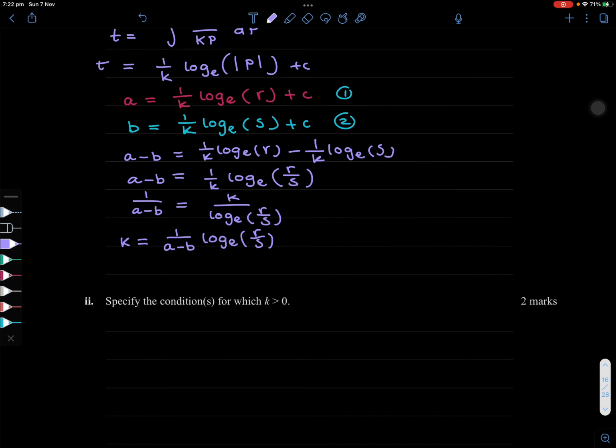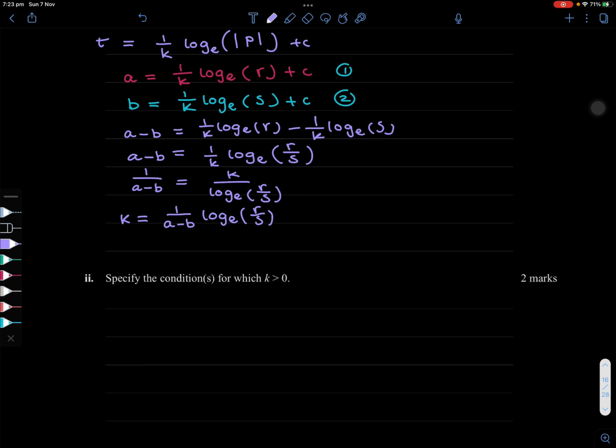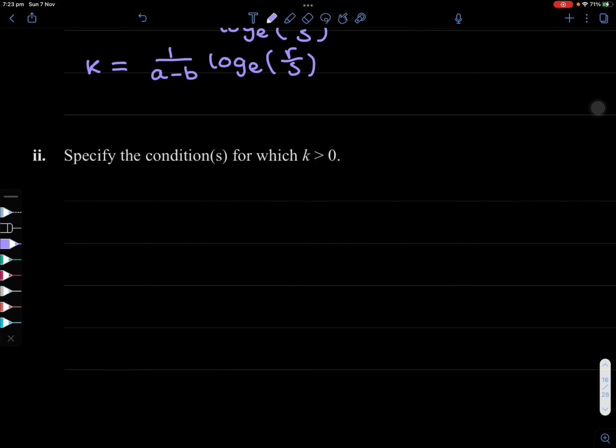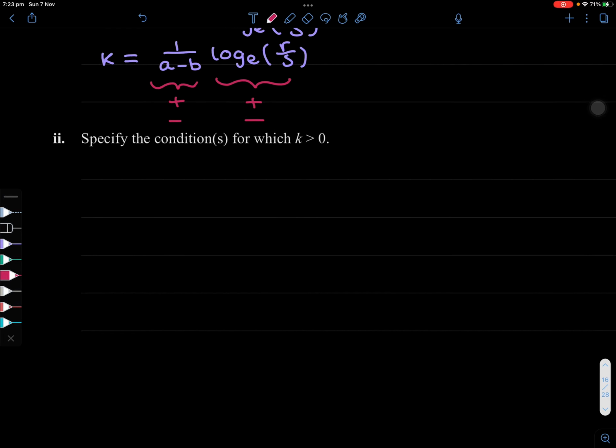Nice, that's our answer. Now it says specify the conditions for which k is positive. Okay, k is positive. So, here we have two things that are multiplying by each other. What does each term need to be in order for the product to be positive? Wouldn't you need to have this being positive and this being positive, or this being negative and that being negative at the same time, right? So we've got case 1.